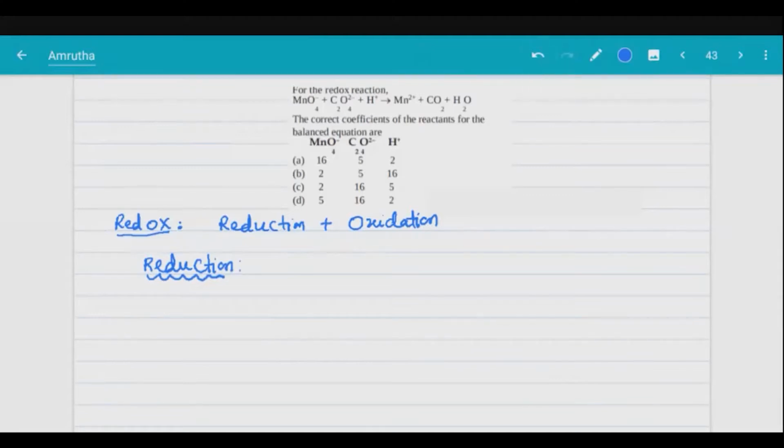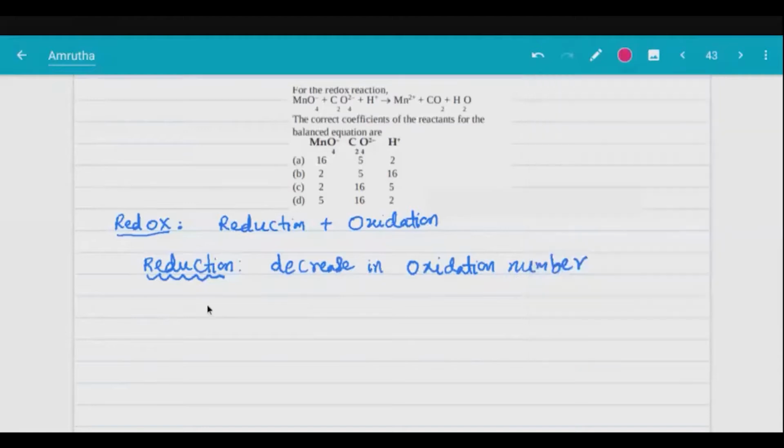But let me tell you one more simple way of finding reduction and oxidation. Yes, gain of electrons, that's true. So I'll write in a very simple manner. Reduction actually means decrease in oxidation number. That is a very simple way we can define it. But what is oxidation number?